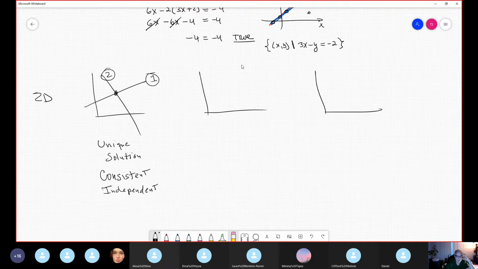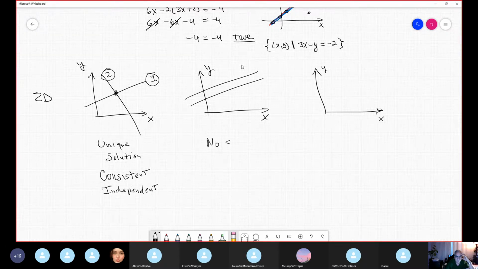We have another case, this is xy. Again, this is xy. We have the case in which the lines are parallel. There's no solution. No solution is inconsistent. Inconsistent means no solution. And it's independent also. Why? Because we have two different lines, two different equations.